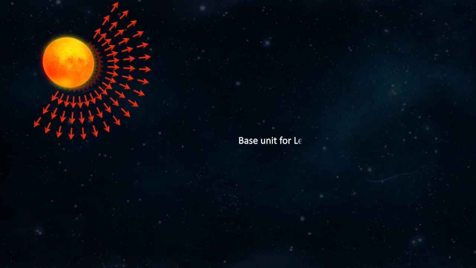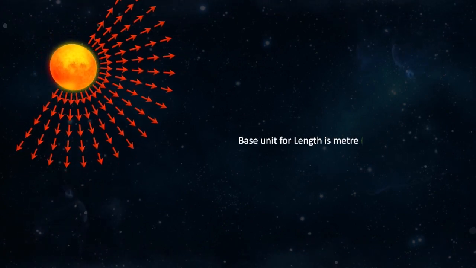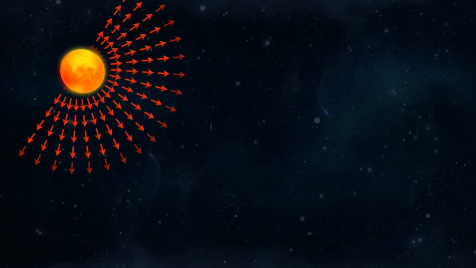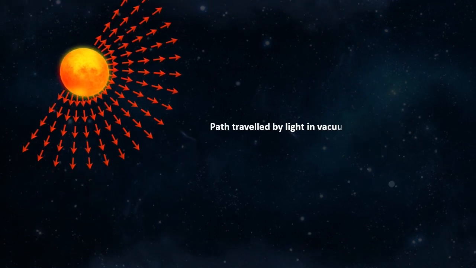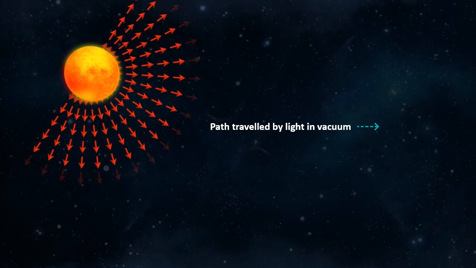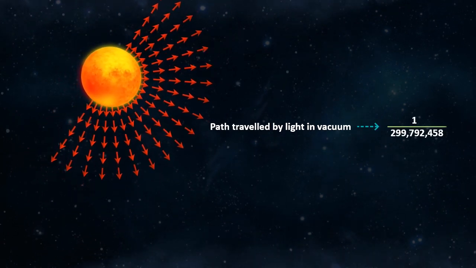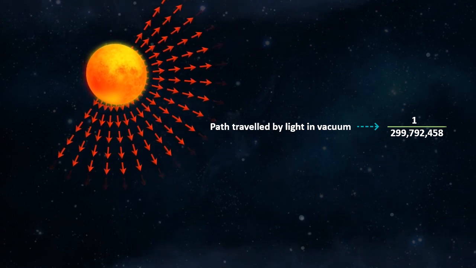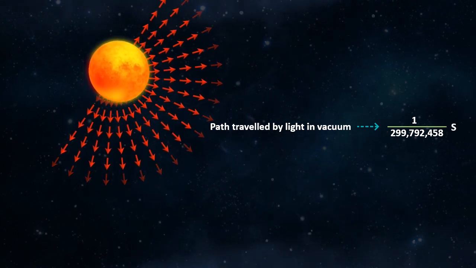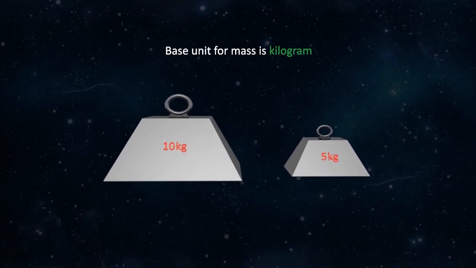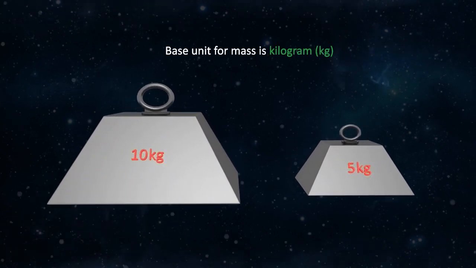Base unit for length is meter, represented with the symbol m. Meter is the length of the path travelled by light in a vacuum during a time interval of 1 by 299,792,458 of a second. Base unit for mass is kilogram, represented with the symbol kg.